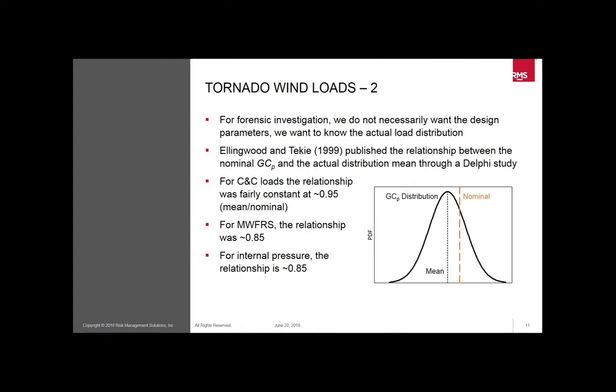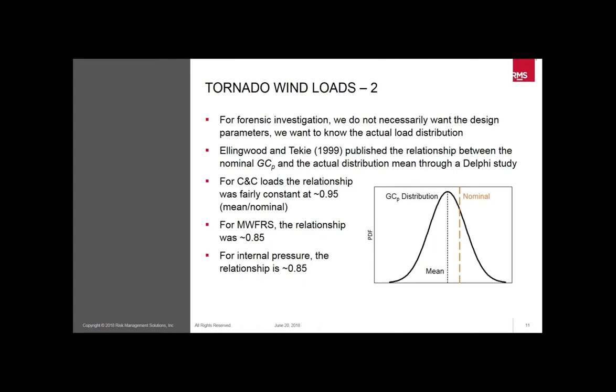Okay, so what I have represented here is some distribution of the pressure coefficients with a mean value, but then the code specifies some nominal value, which they found was a little higher than the mean. I know Bill talked some about components and cladding versus main wind force resisting system loads. They found that for components and cladding, the ratio of the mean over the nominal was about 95%, and for the main wind force resisting system about 85%. So you could almost call it a factor of safety, a common term people are more familiar with, built in. It's not a big gap, but there is a little bit of a gap.